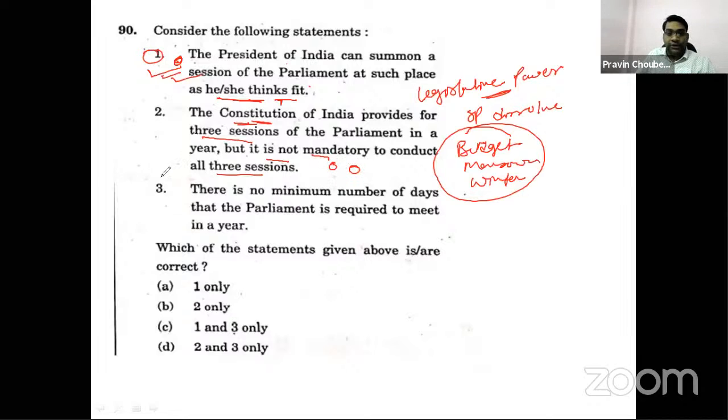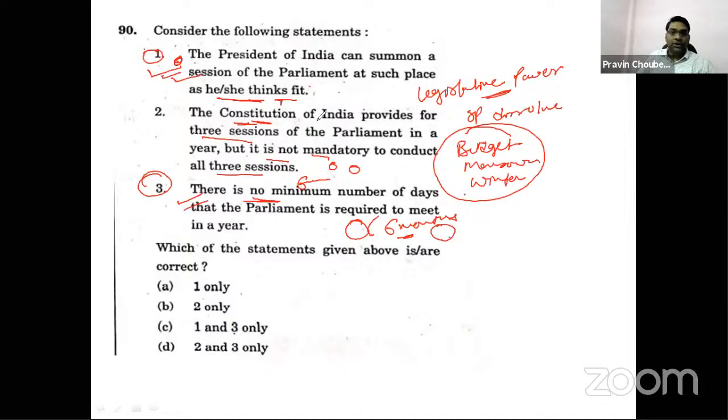The third statement is talking about there being no minimum number of days that the parliament is required to meet in a year. But it is mentioned that the gap between 2 sessions should not be more than 6 months. So it is defined here that there is no minimum number of days that parliament is required to meet in a year, but 6 months is defined.